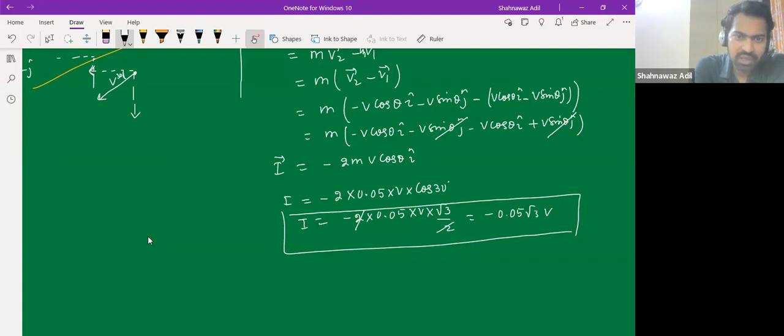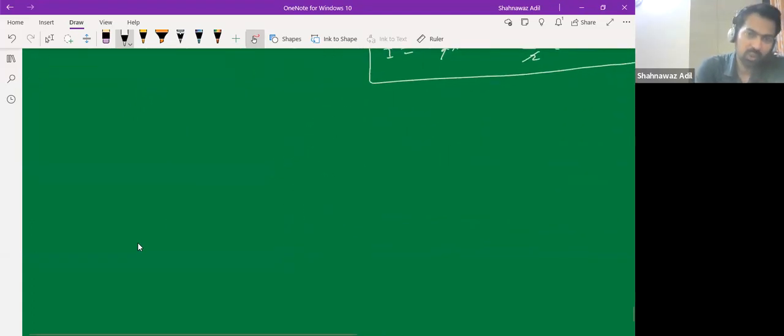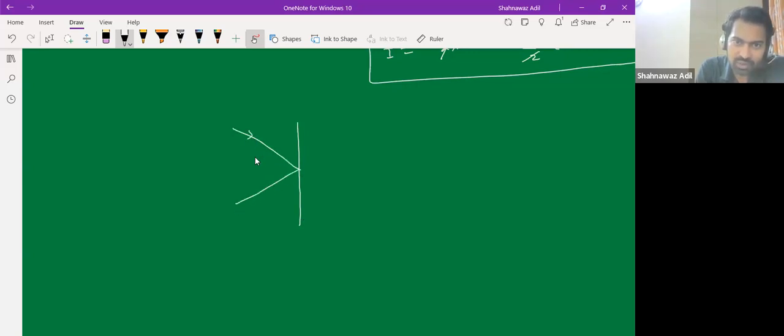Yes, sir. Okay, so the third question is, what is the ratio? But before I do the third question, just remember, whenever the ball strikes with some angle, let's say this is theta, and we calculate the momentum change, which part will survive? Only the cos theta component will survive. So you can directly write it as 2 m v cos theta.